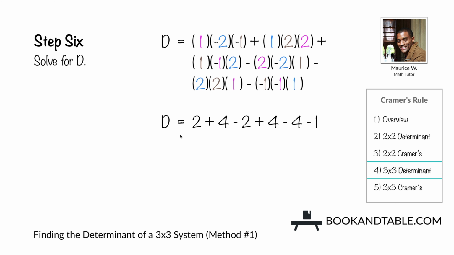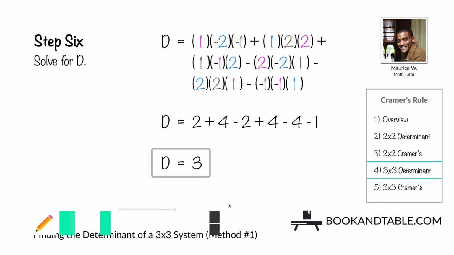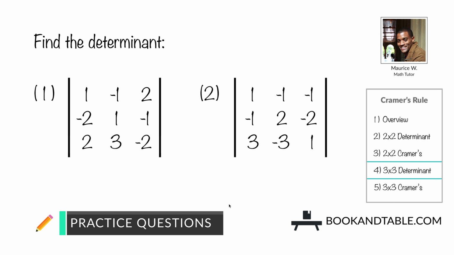So D will be equal to 2 plus 4, which is 6. 6 minus 2 is 4. 4 plus 4 is 8. 8 minus 4 is 4. And 4 minus 1 is equal to 3. So the determinant of the system is equal to 3. So that is how we go about finding the determinant of a 3x3 system using method number 1. Let's now have you try a few practice questions.